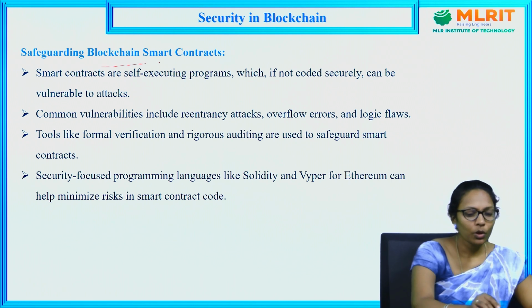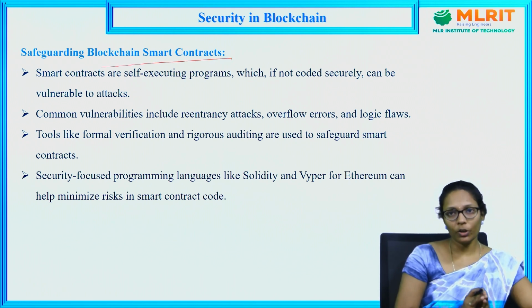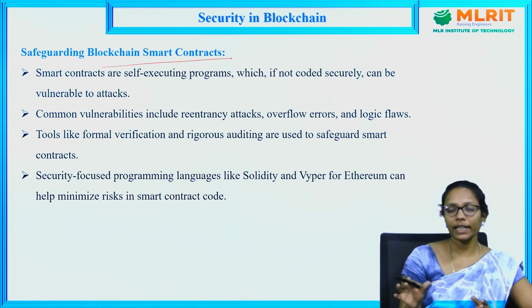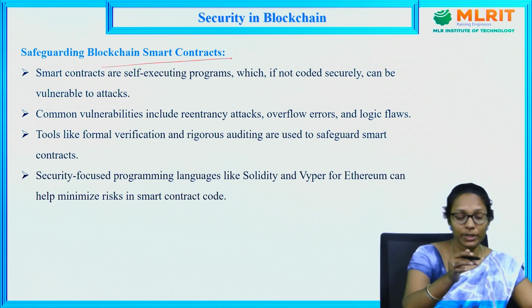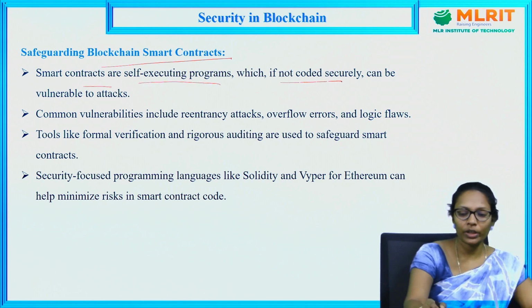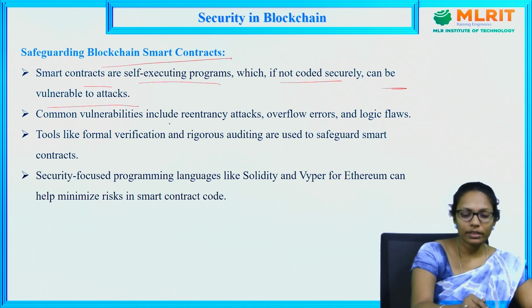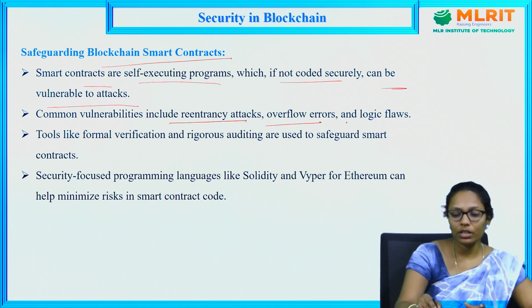Safeguarding blockchain smart contracts. Because a smart contract is an auto-executable code, whenever a particular condition is true, automatically the action will happen. So if I don't write the smart contract properly, if I don't verify the smart contract properly, it may lead to multiple issues. So how can we safeguard this smart contract? Smart contracts are self-executing programs which, if not coded securely, can be vulnerable to attacks. The common attacks are re-entrancy attacks, overflow errors, and logical flaws.